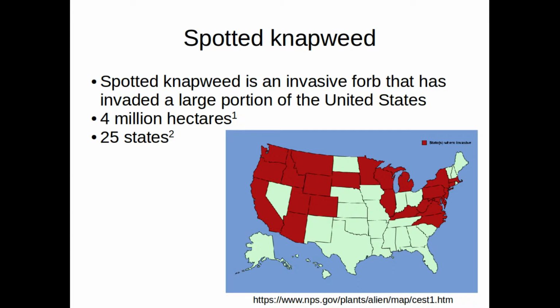Spotted knapweed has invaded a large portion of the United States, covering about 4 million hectares in 25 states as of 2004. However, this could be higher because of outdated estimates as well as underreporting. The map on the screen shows the states that spotted knapweed is currently considered to be invasive in.